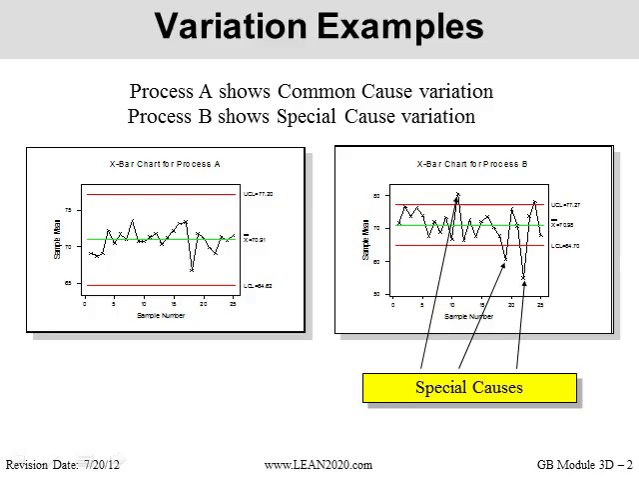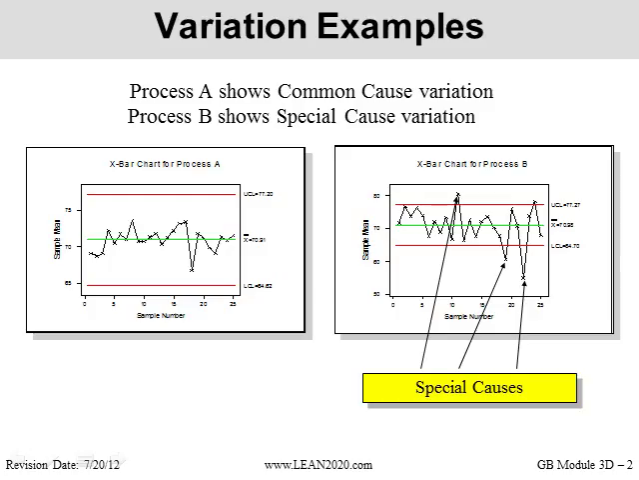So here's two processes. Process A shows common cause variation. Process B shows special cause variation. There's a number of different special causes that we're going to see. These special causes, these three, are indicated by points outside the control limits. There are other ones that would be represented by data within the control limits, just not patterns that are considered normal. Process B, in addition to showing these special causes, does have common cause variation as well.